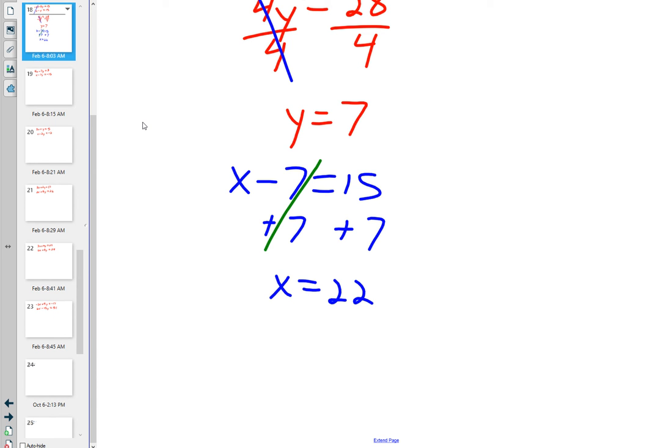Somebody not named Colin, tell me, or Marquise, tell me what's the solution here? Yeah, Kiara? Yeah, make sure you write the 22 first. 22 plus 7. Emiliano, you got the same thing? No.